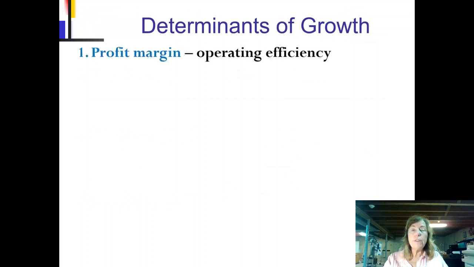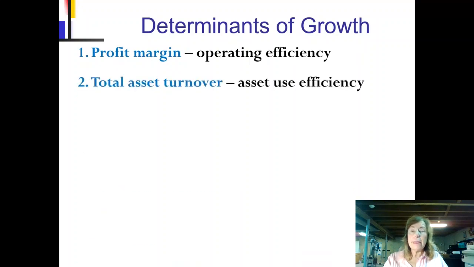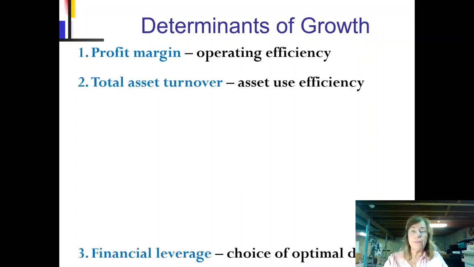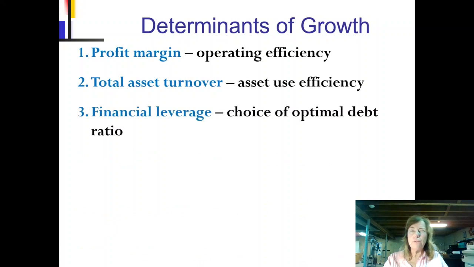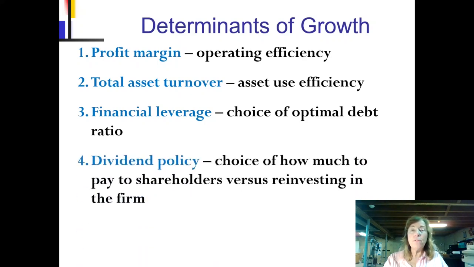Now, what's involved in our determinants of growth? Our profit margin, or our operating efficiency; our total asset turnover, or asset use efficiency; and our financial leverage. Again, do you remember this from the DuPont equation? All of these are involved in the DuPont equation, but we have one additional thing here in our advanced corporate finance: the dividend policy, the choice of how much to pay to shareholders versus reinvesting in the firm.